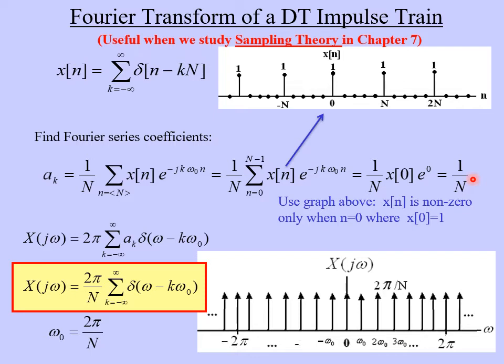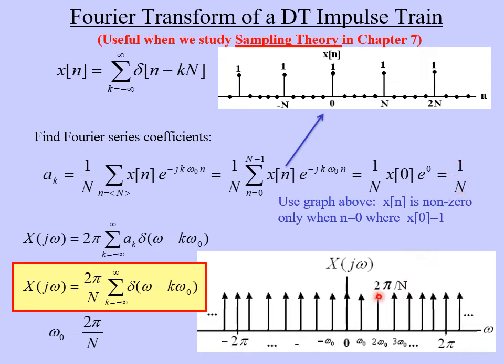What we're doing new now for this chapter is we're going to use these values of Fourier coefficients to calculate the Fourier transform X of j omega. So all we have to do is multiply each of these values, and they're all the same, 1 over N, by 2 pi.